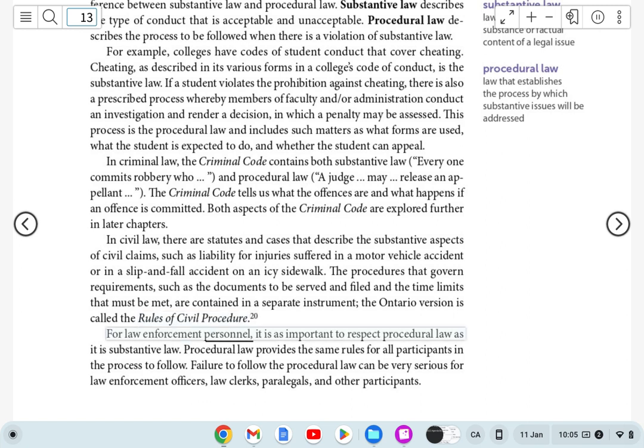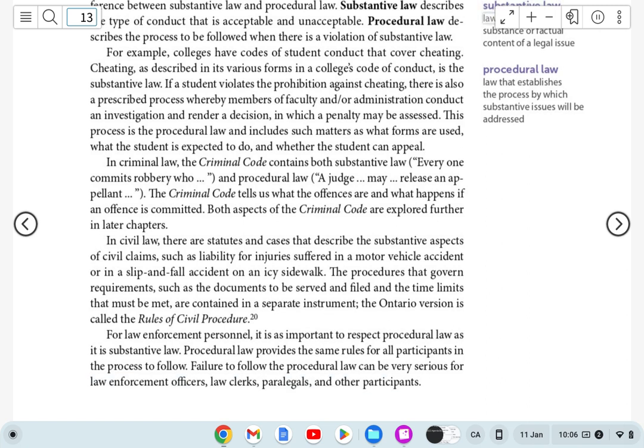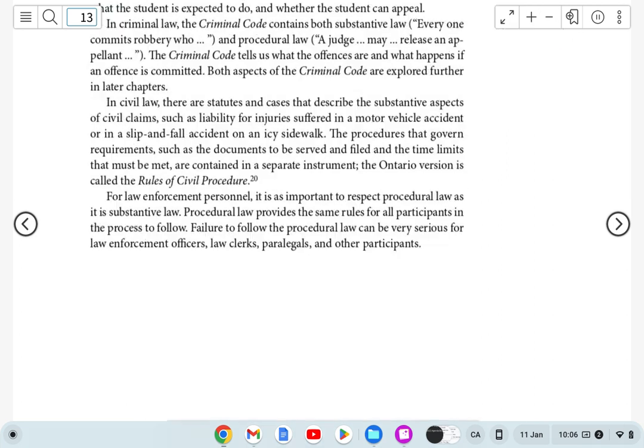For law enforcement personnel, it is as important to respect procedural law as it is substantive law. Procedural law provides the same rules for all participants in the process to follow. Failure to follow the procedural law can be very serious for law enforcement officers, law clerks, paralegals, and other participants. Substantive law: law that addresses the substance or factual content of a legal issue. Procedural law: law that establishes the process by which substantive issues will be addressed.